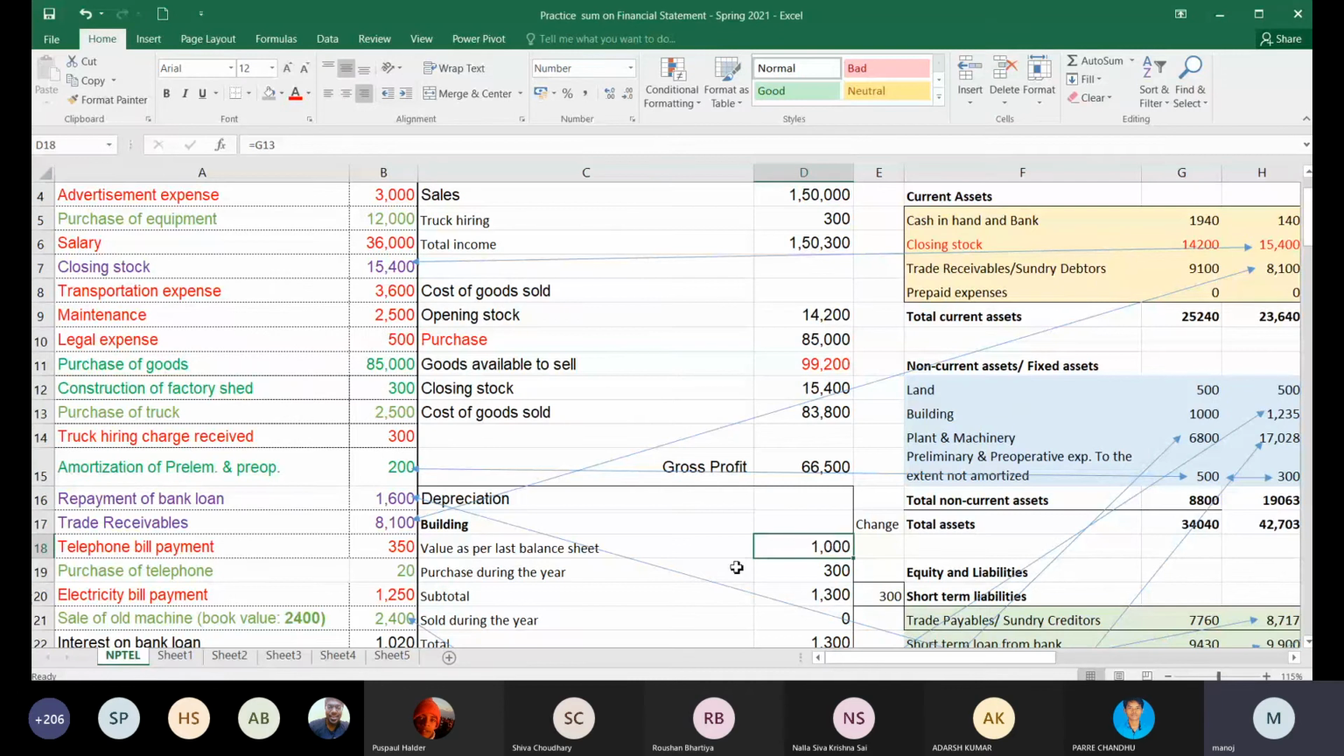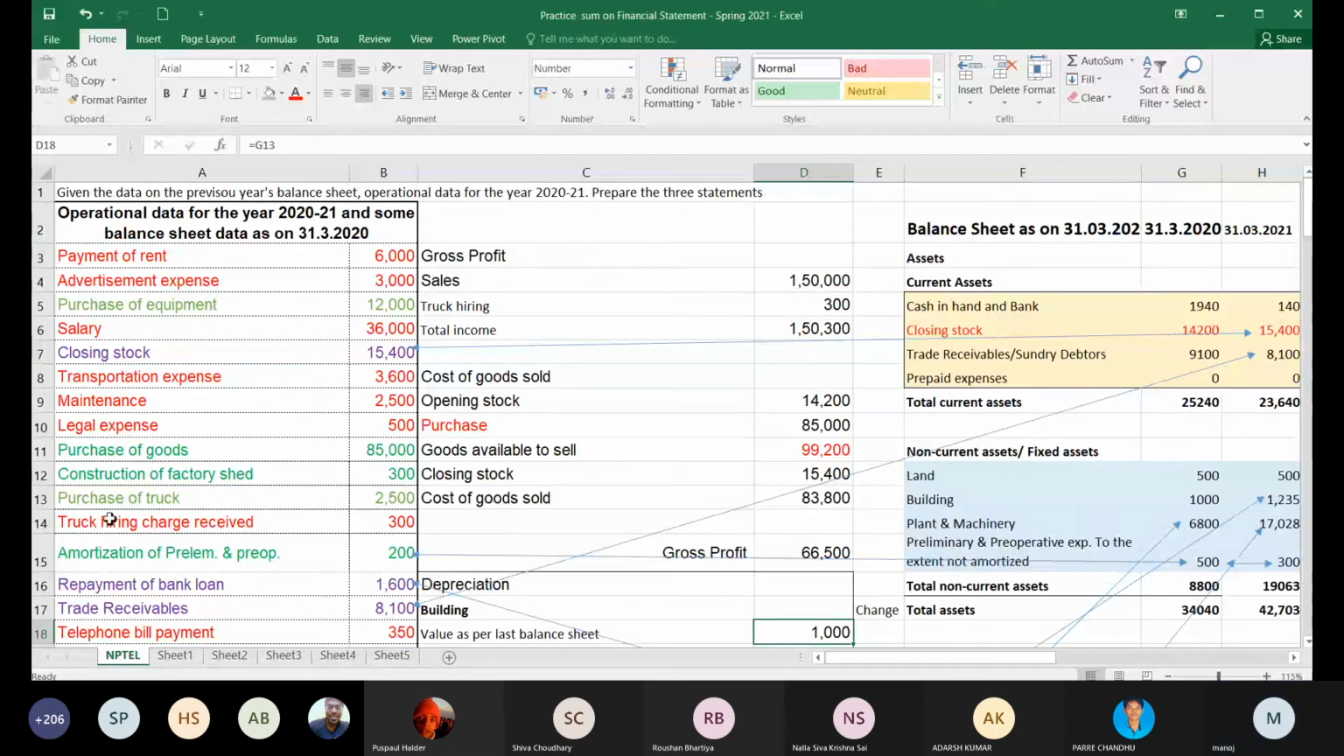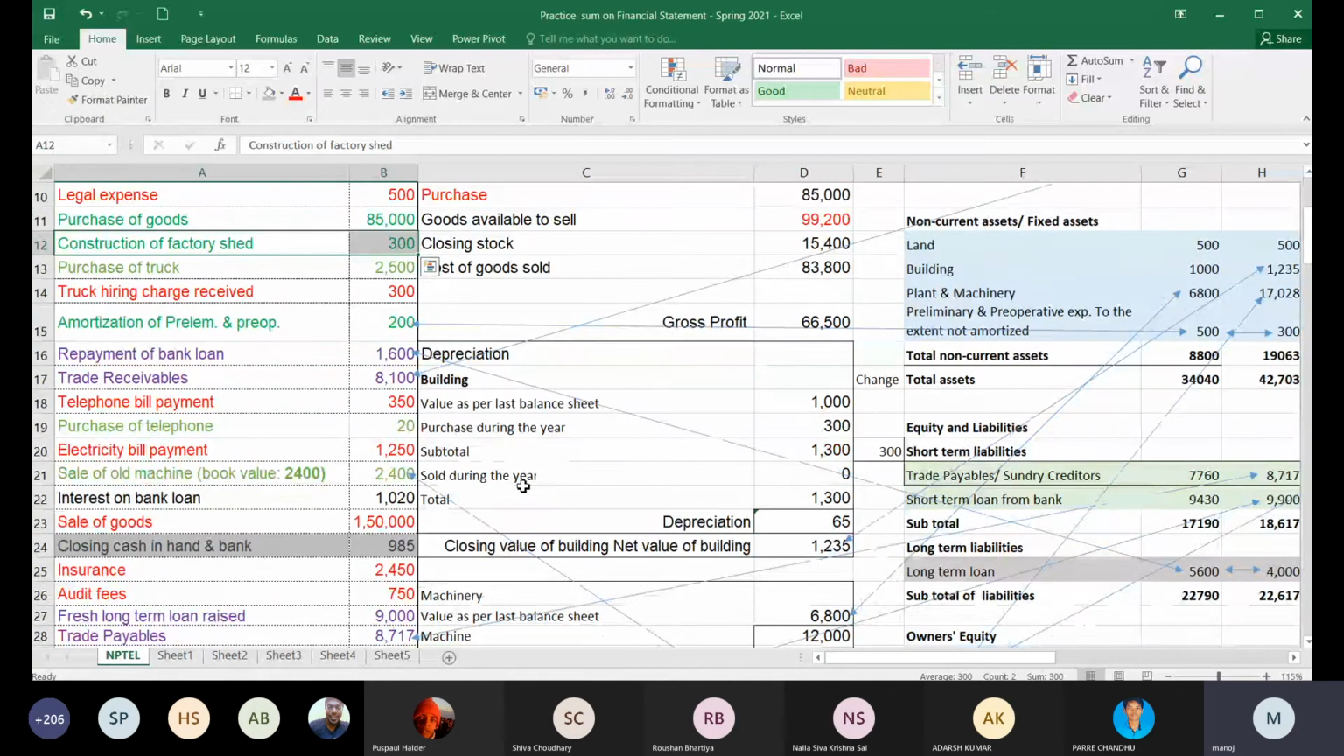Building is 1,000 rupees. Then if you are buying any new building, that is to be added. So you must have noticed that you have constructed a factory shed. That is green. So that is to be added. So new building added is 300. Now you make a subtotal. If you sold any building, that is to be deducted because those buildings are no longer there. We don't want to depreciate it because the moment we sold, we have already recovered the money. That is not to be accounted for. So whatever sales you make, building asset, that is to be deducted.